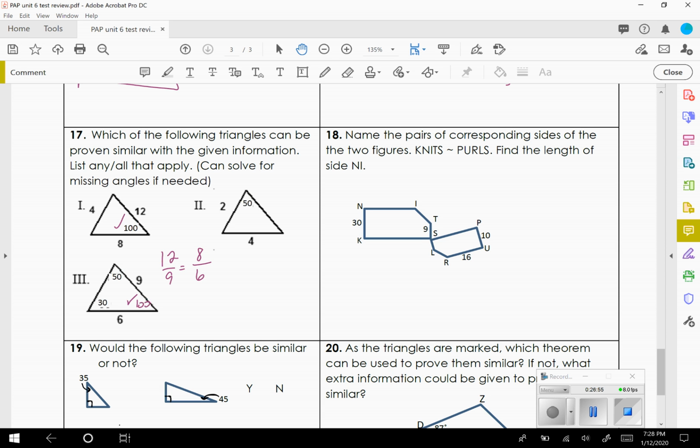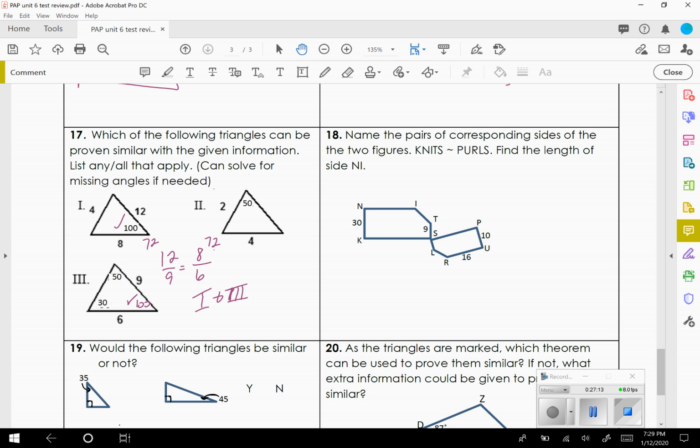Do 12 times 6 and 9 times 8. 12 times 6, 72. 9 times 8, 72. Are their cross products the same? Yes. So 1 and 3 can be shown to be similar.